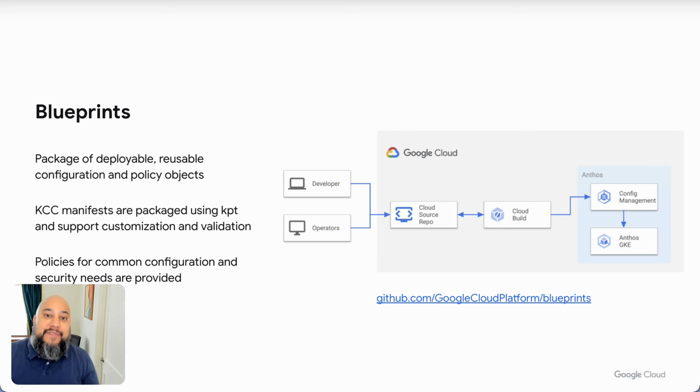Now, just like the Cloud Foundation Toolkit, we also package a lot of deployable and reusable configuration and policy objects as something we call blueprints for KRM and for KCC. For this, we use a different set of tooling. We use kpt to drive a lot of the customization and validation needs. And we supply policy as well for common configuration and security needs, to make sure that you're not launching stuff without having some of the policy evaluation and policy compliance aspects baked in. So I would say check out the Blueprints project if you are interested in KRM and want to start using it to deploy infrastructure.